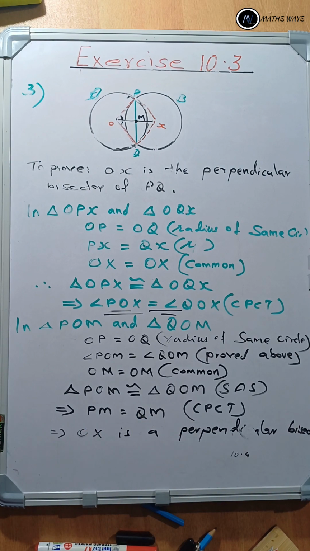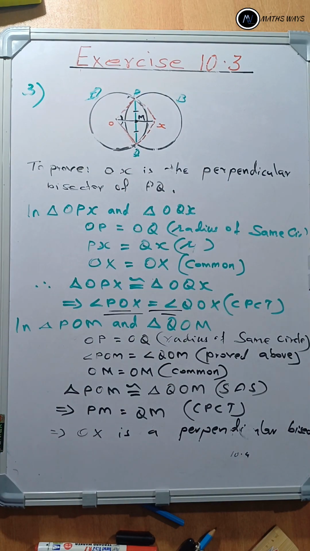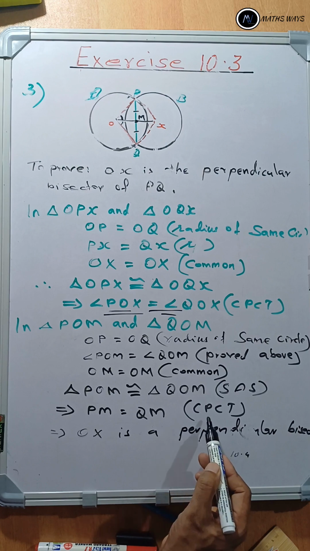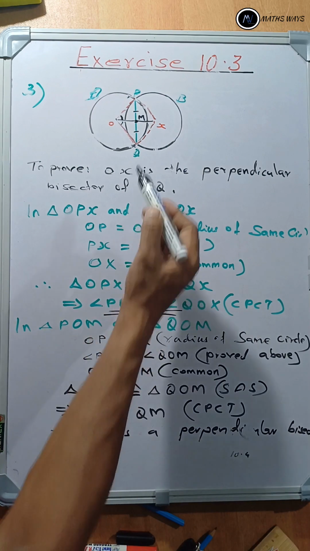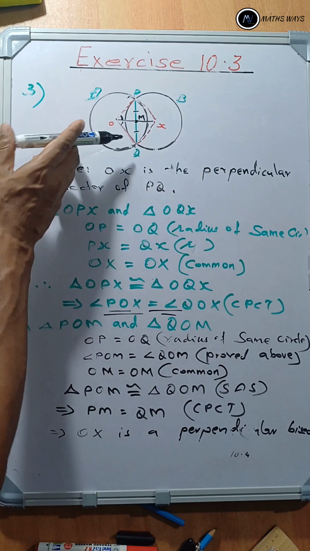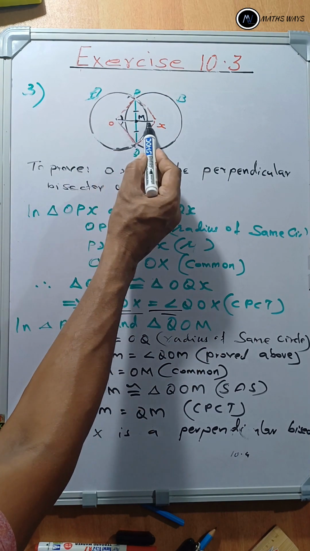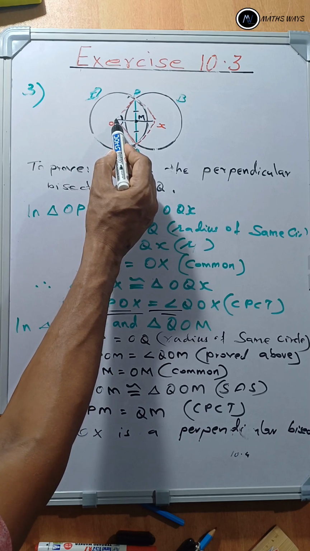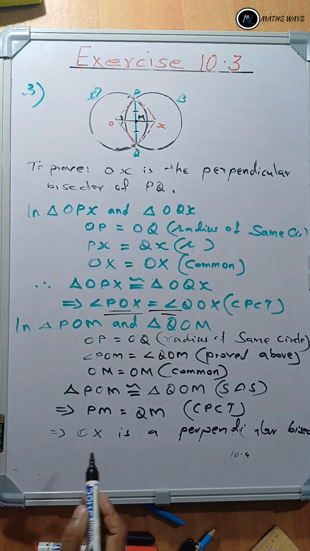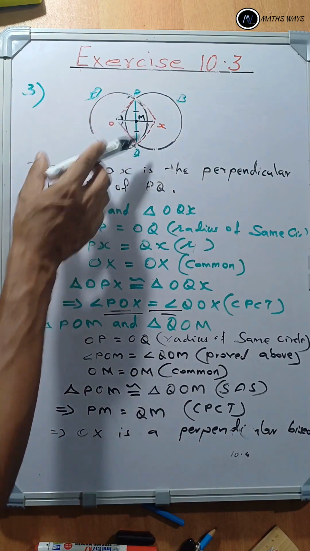Now what did we get? PM is equal to QM, corresponding parts of congruent triangles. If these two sides are equal, it means the chord PQ is divided equally by the line segment joining the centers of these two circles. So from here we can say that OX is the perpendicular bisector of PQ.